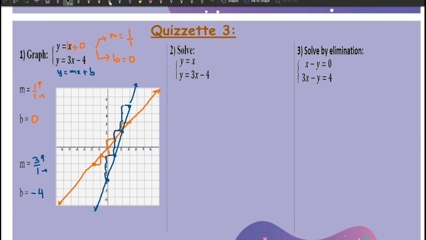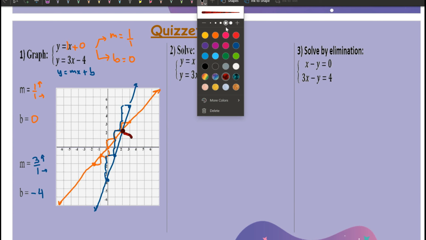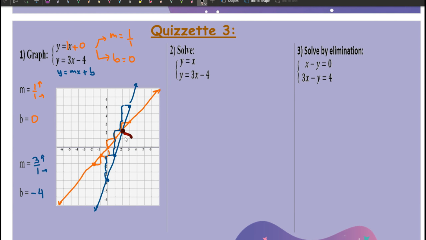Alright. So the 2 lines cross each other at this point, which is 2, 2. Make sure you know that drawing 2 lines is not done. You have to give the solution as the coordinate point where the 2 lines cross each other. Alright, so that's it for number 1.